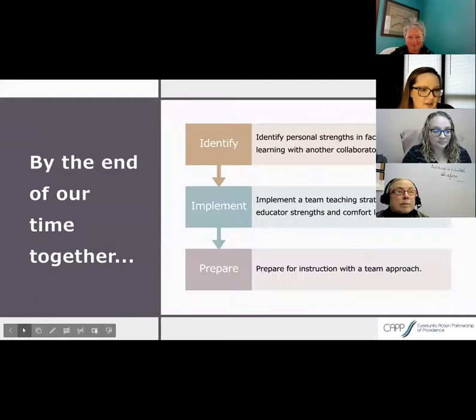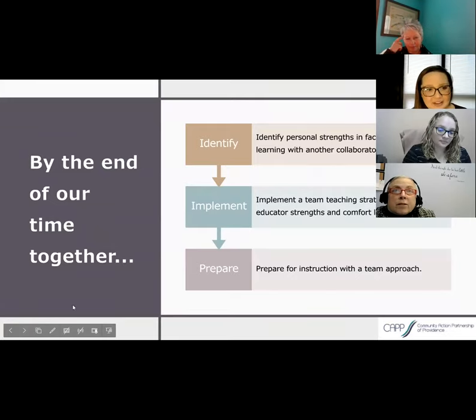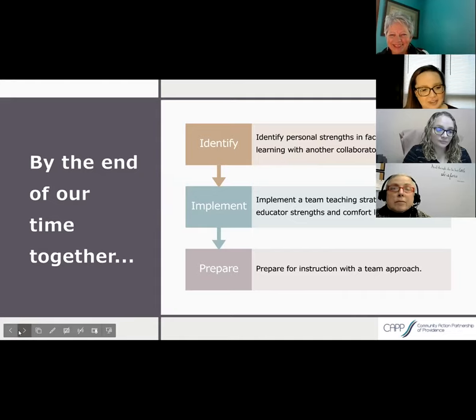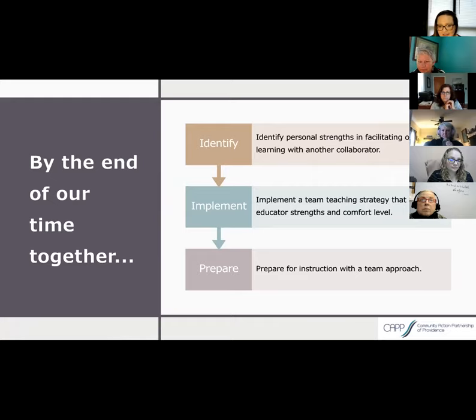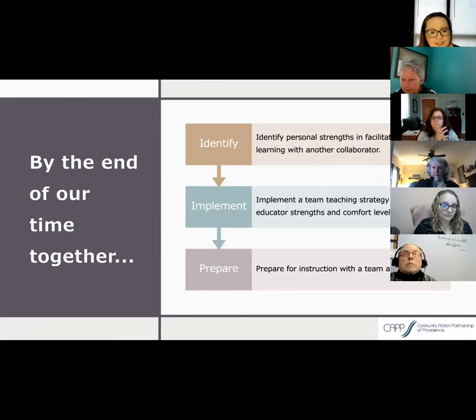Okay. So by the end of our time together, Joan had really wanted us to keep PowerPoint to a minimum, but I really wanted to also make sure that we had some concrete takeaways. So: identifying personal strengths and facilitating online learning with another collaborator, implementing a team teaching strategy that highlights both educator strengths and comfort level, because they're not always one and the same. And I think that was one of the reasons why we've had such success with this. And hopefully be able to prepare for instruction with a team approach.